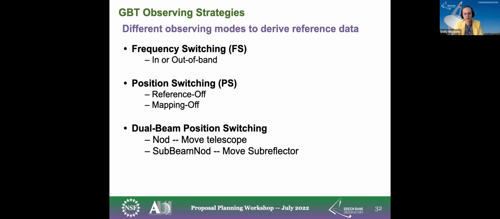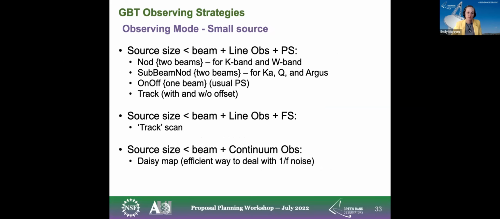So again, here are the three different types of observing strategies. So again, based on your science, you'll choose a different observing mode to use. And here's a quick summary that you can use to decide what you'd like to use.